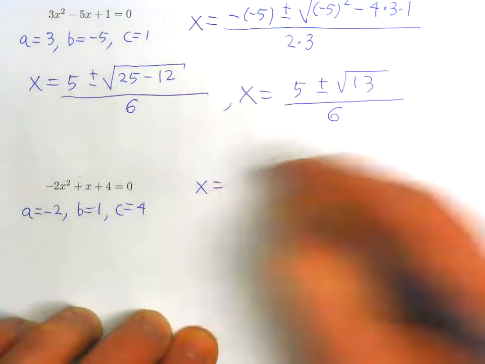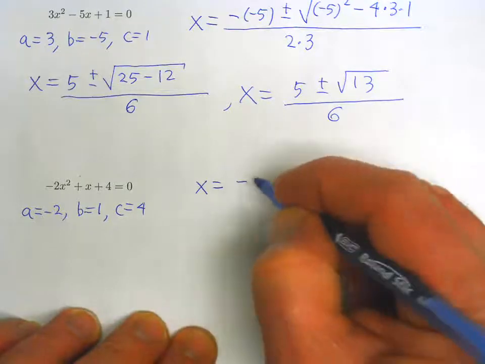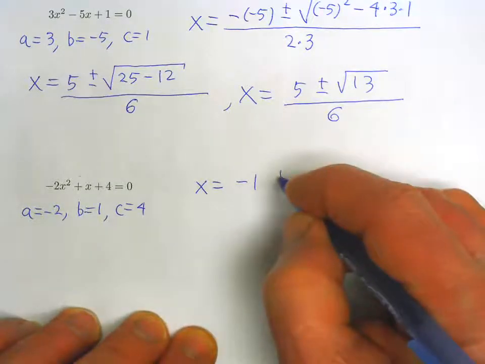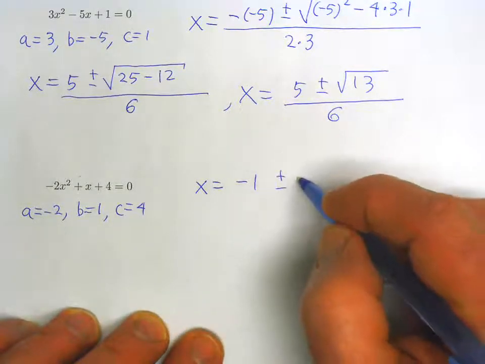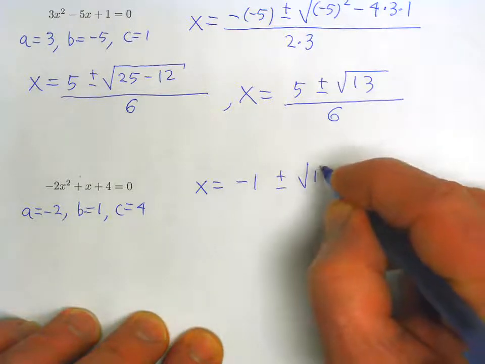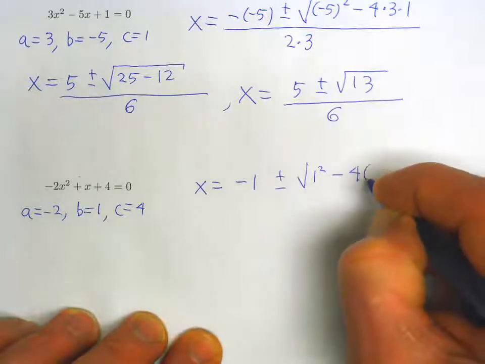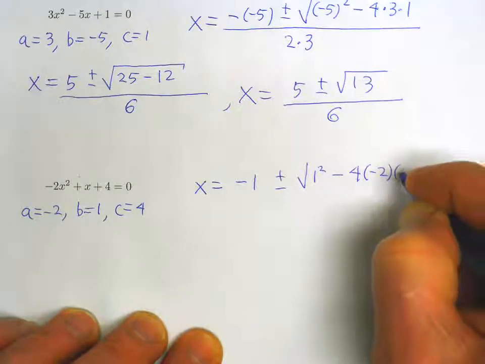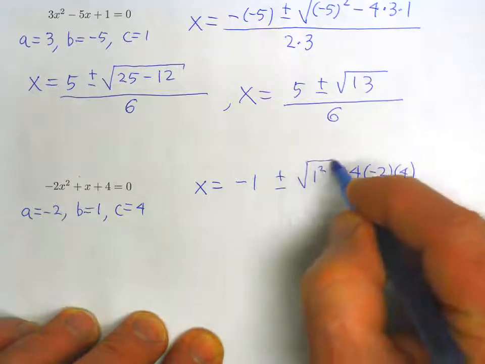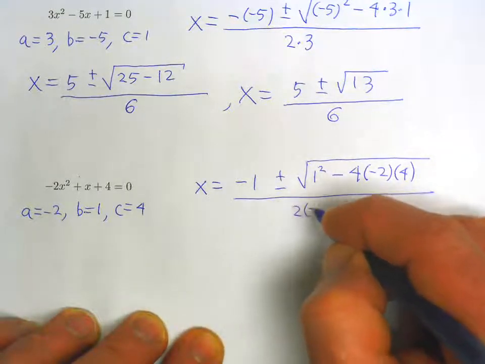Okay, so x equals negative b. B is 1, so -1 is negative b, plus and minus the square root of b squared, which is 1 squared, and then minus 4 times a times c, all divided by 2 times a.